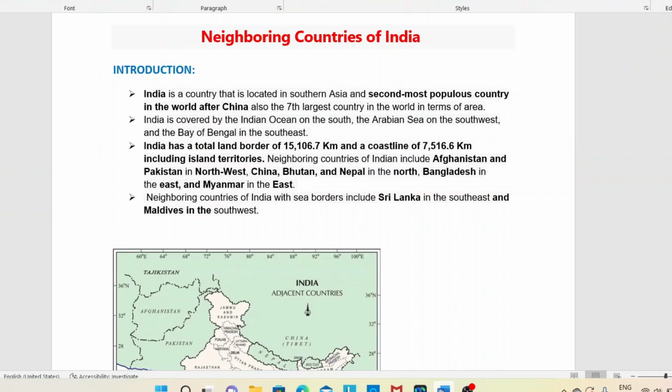In that series, today we are going to discuss the neighboring countries of India, which is a very important part of geography. Let's see an intro about the neighboring countries of India.